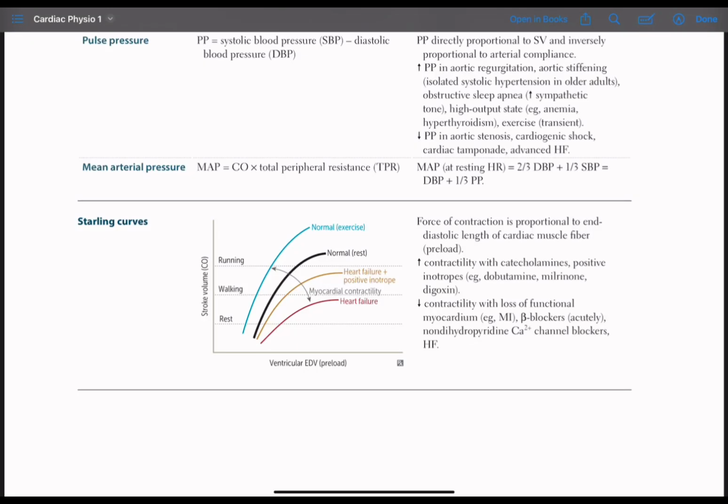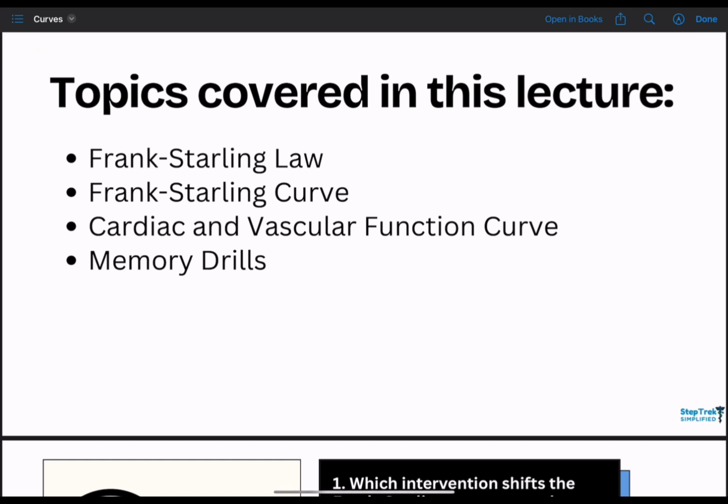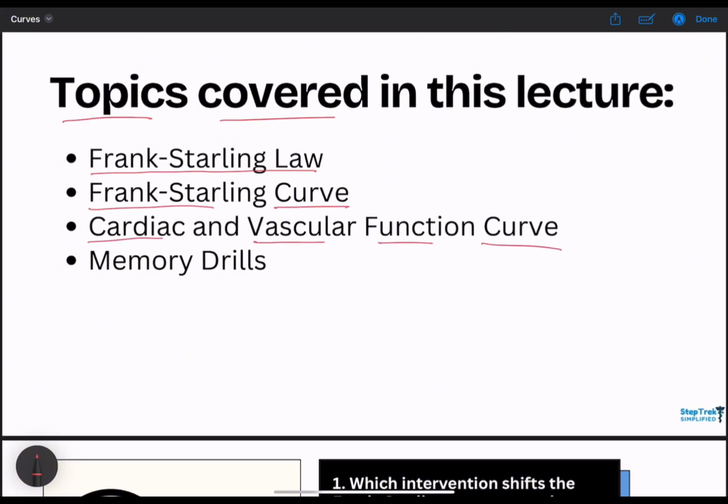Hello everyone, it's Dr. Mohib, and in this lecture we'll be going through cardiovascular physiology. The topics covered in this lecture are: number 1, Frank-Starling law, Frank-Starling curve, cardiac and vascular function curves, and at last we will have memory drills.